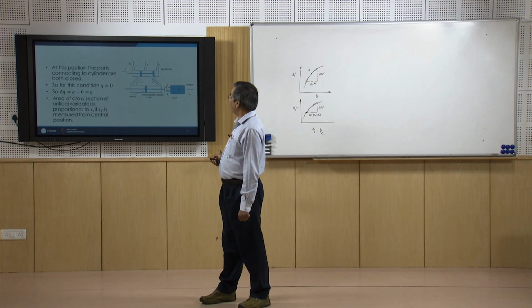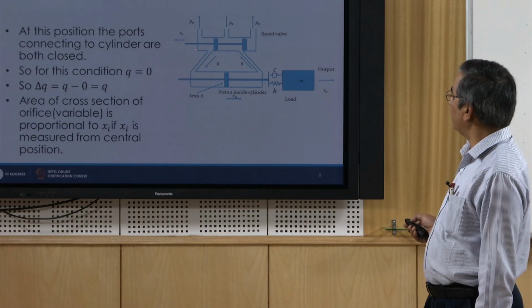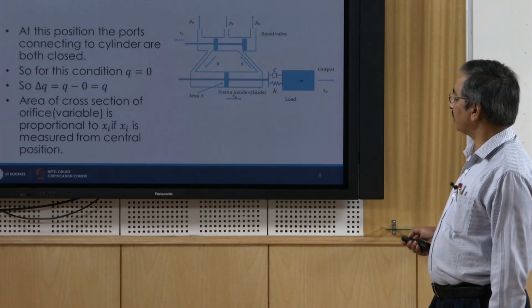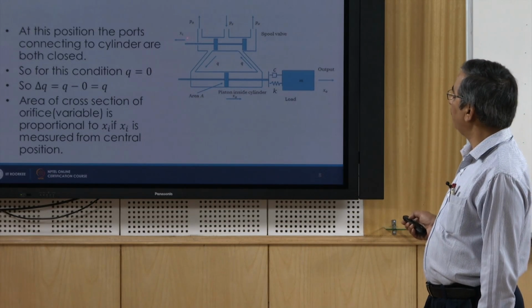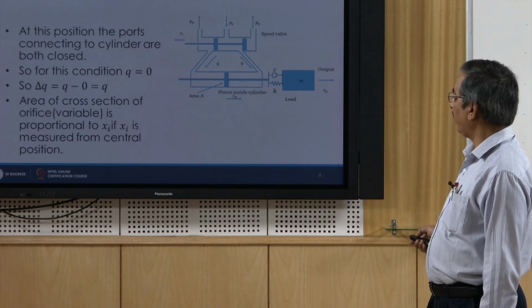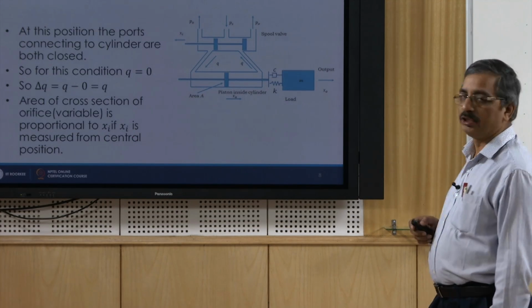Okay. So, the area of cross section of the orifice, as I said here, because when this piston will be moving, the area of cross section will keep on changing here. So, the area of cross section of the orifice is proportional to basically this Xi, okay, if Xi is measured from the central position.